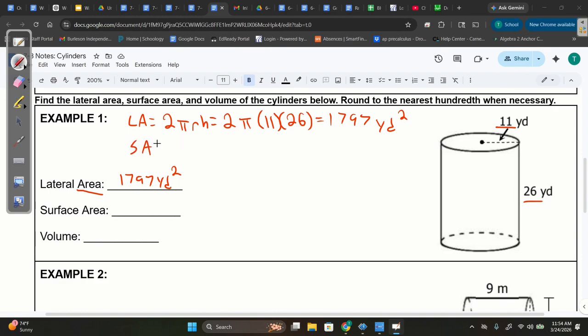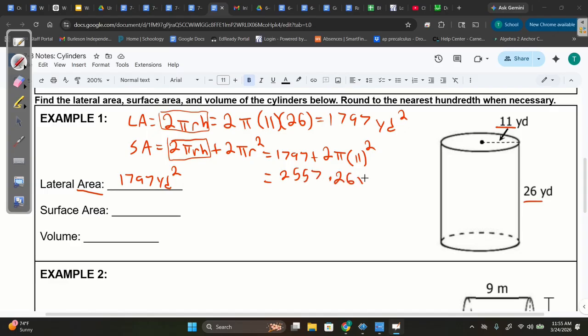The surface area is 2 pi RH plus 2 pi r squared. Now, you might notice, like we said earlier, the first part of this formula is the same as the lateral surface area. So instead of rewriting 2 pi RH, I could replace it with what we found the lateral surface area to be, 1,797. And I just add 2 pi times the radius of 11 squared. When I type that into the calculator, I get 2,557.26 yards, again, squared, because we're dealing with area.